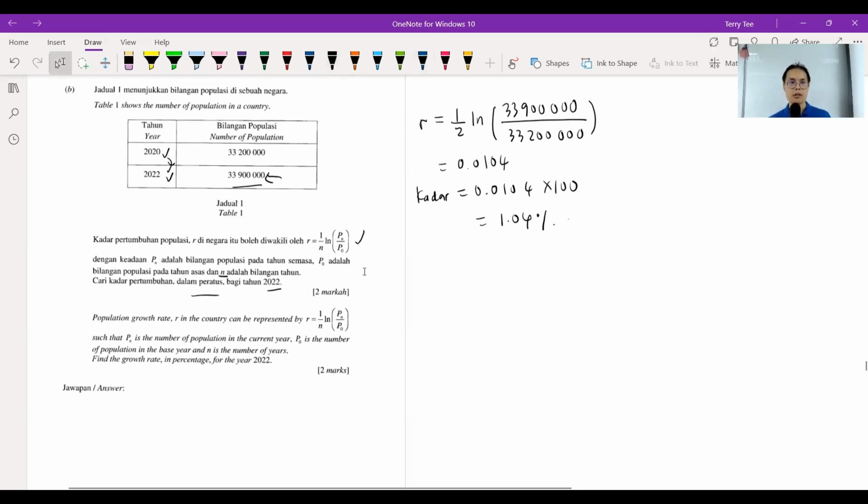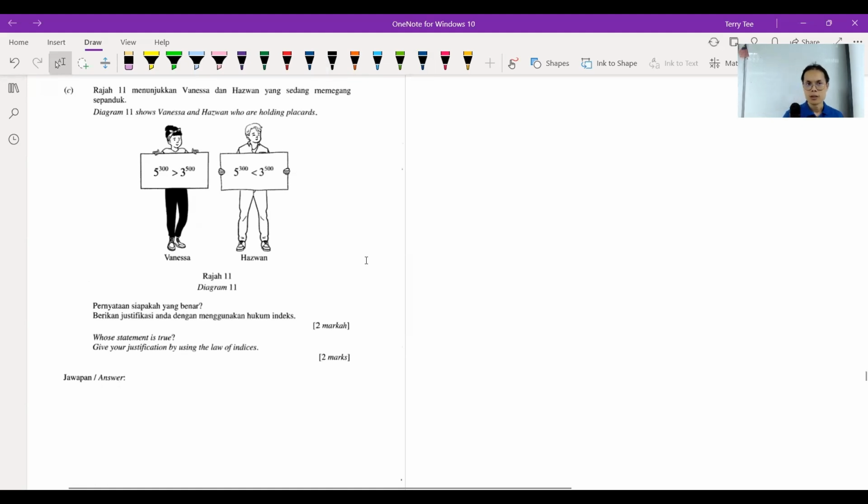Next one, part C. This is on Indeks. Okay, Raja menunjukkan Vanessa dan Hazwan yang sedang memegang sepanduk, right? Pernyataan siapa yang benar? Whose statement is true? Okay, so here it looks complicated. There are two numbers here, 5 power 300, 3 power 500. So we don't know which one is bigger, right? Vanessa thinks 5 power 300 is bigger. Hazwan says it is smaller.